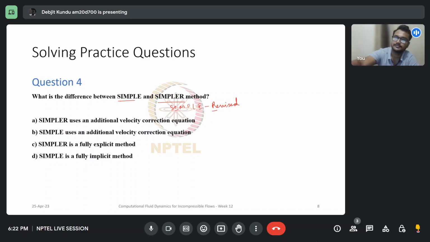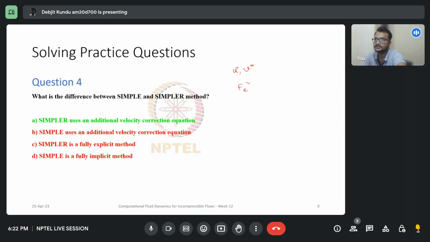So let's have a look at the solution. The solution is option A. SIMPLER uses an additional velocity correction equation. So what is done is that we start with some U, V guess values. Then we determine the FF star, rather, call this FF star. Then we move on to another equation in which FF hat is used, where U hat or V hat terms are used.